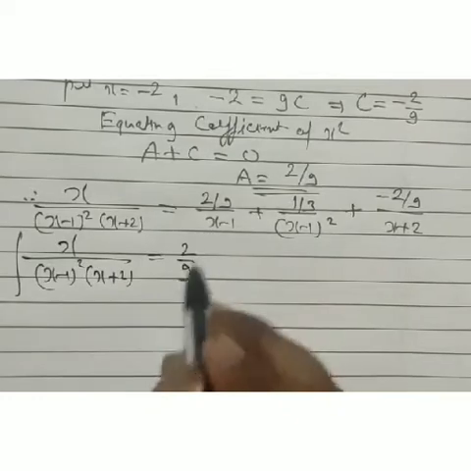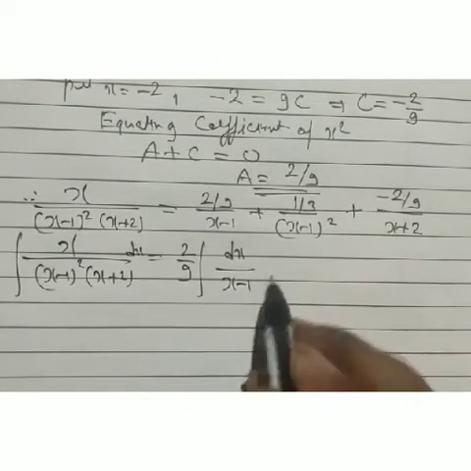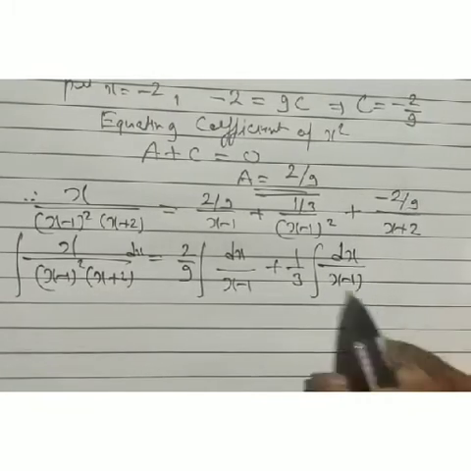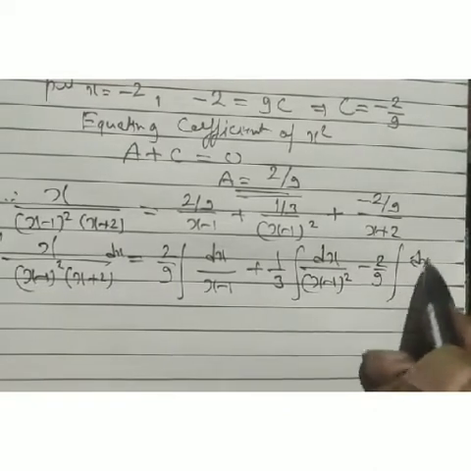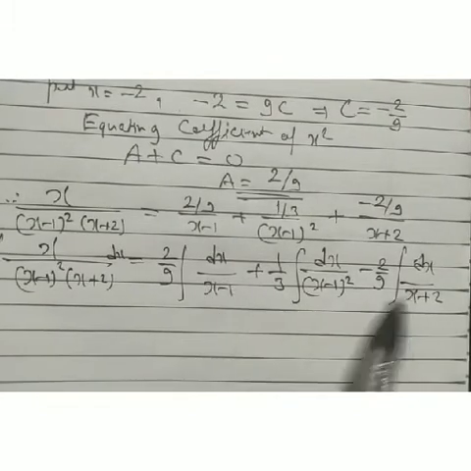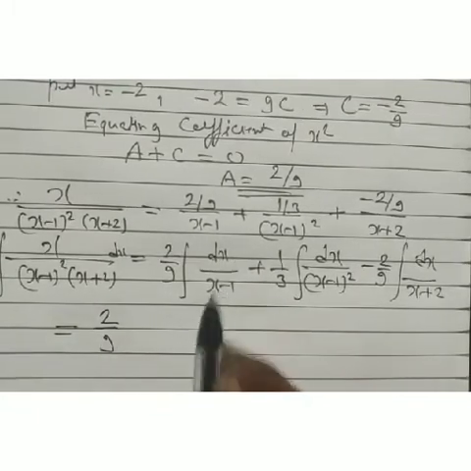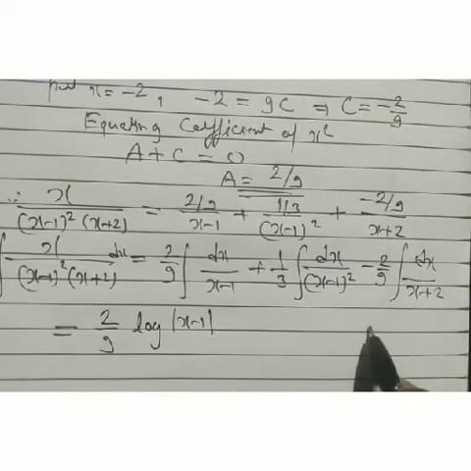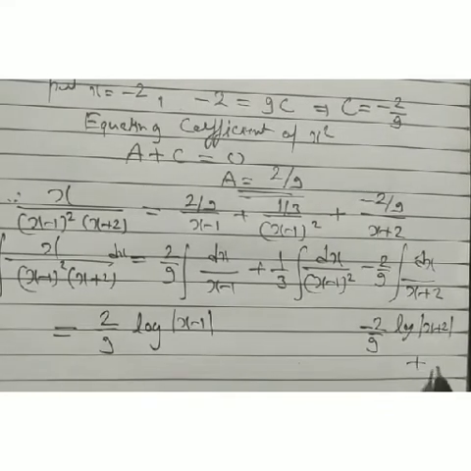taking 2 by 9 constant out there, then it's dx upon x minus 1, plus taking 1 by 3 constant outside, then we have dx upon x minus 1 whole square, and plus minus 2 by 9 dx upon x plus 2. Now look, these two are easy to get. This is 2 upon 9, dx upon x minus 1, then it's log of x minus 1. Also this is minus 2 by 9 log of absolute x plus 2, plus c.